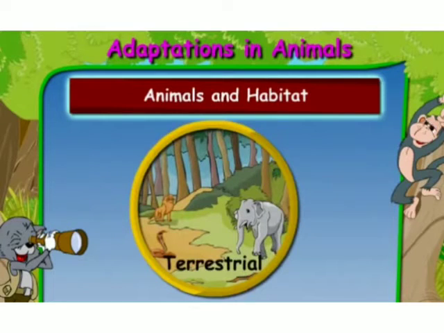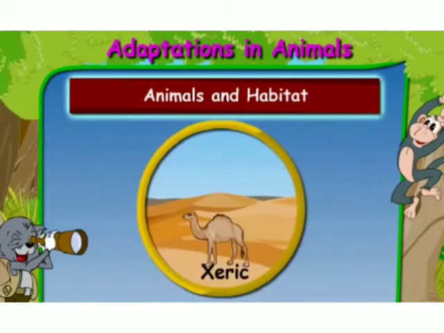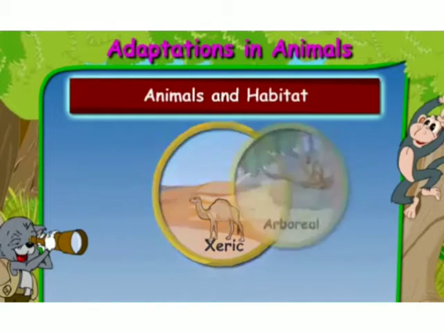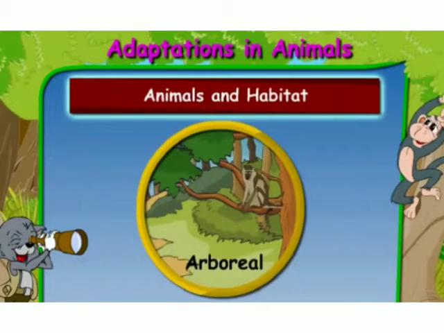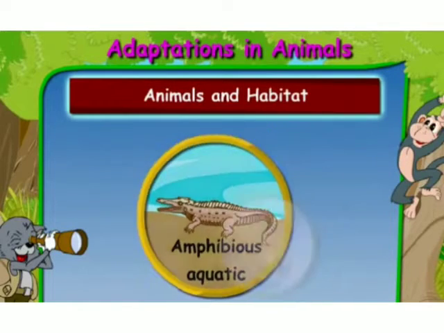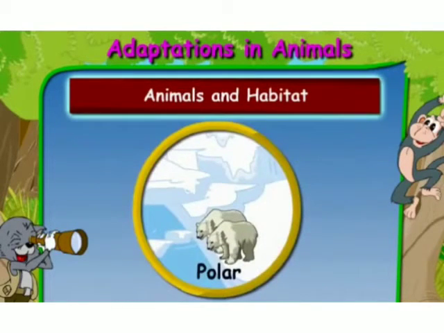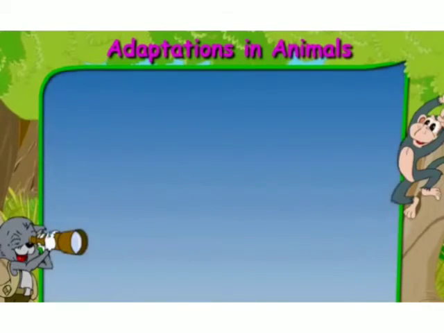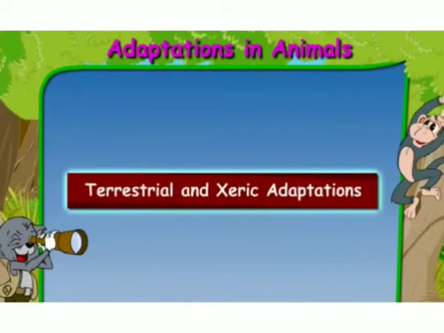Some of the examples of types of habitat are terrestrial, xeric, arboreal, amphibious, aquatic, and polar. Now let us learn about terrestrial and xeric adaptations.